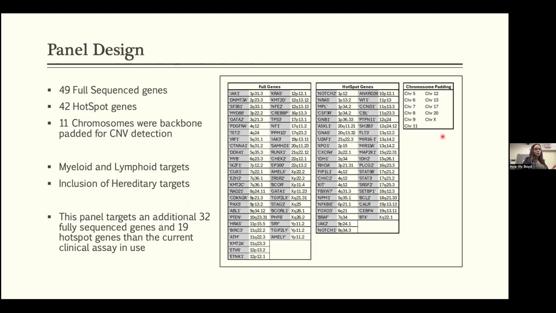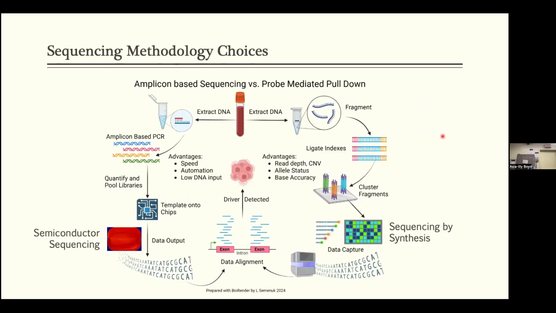And just a note, this panel is actually bigger. It has an additional 32 fully sequenced genes than our current panel, and an additional 19 of the hotspot genes than our current assay in use. So we got that panel design down. Now what's next? Now we have to figure out what method we are going to employ. There are 2 main sequencing methods that are in use in genetics overall. There's a third one on the horizon, but I'm not getting into that one right now.